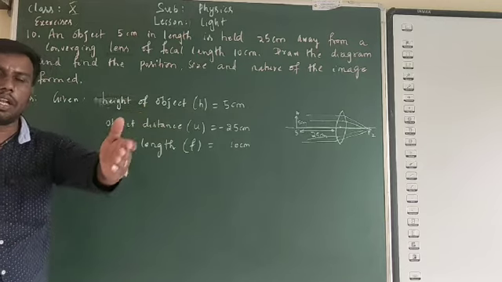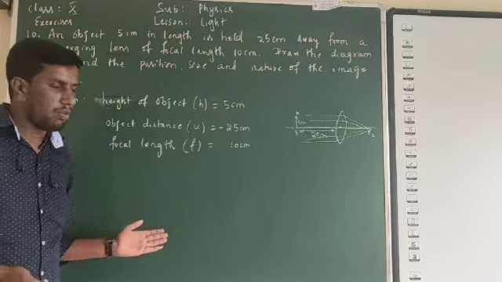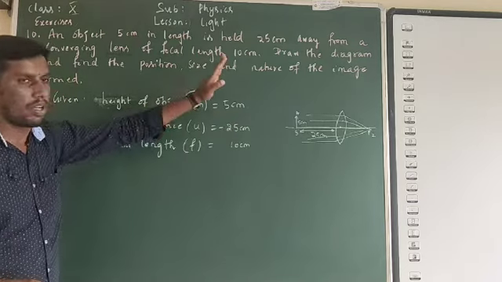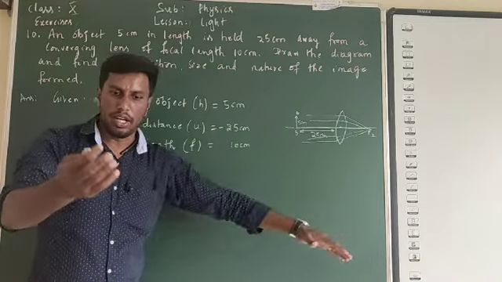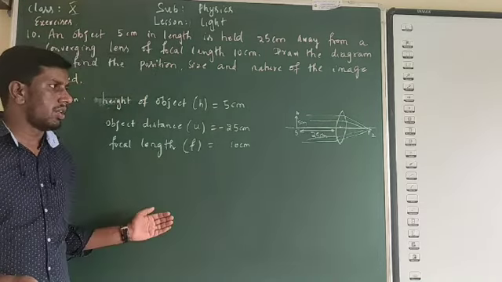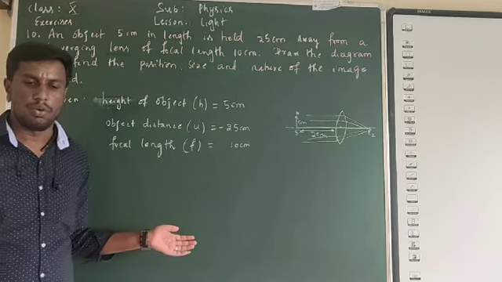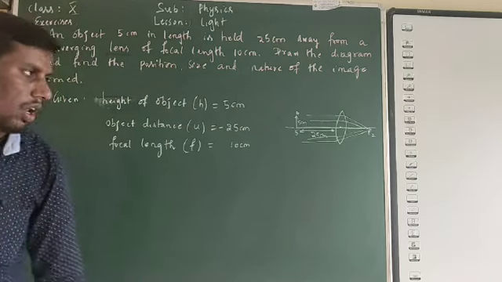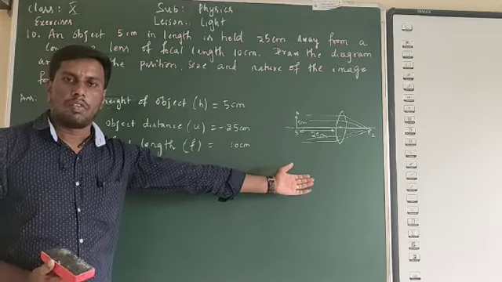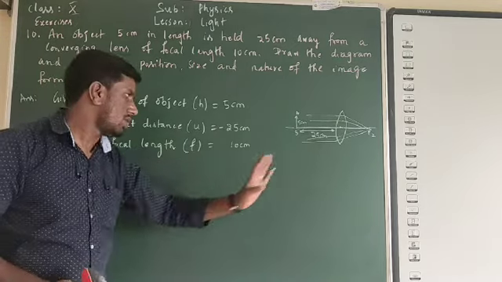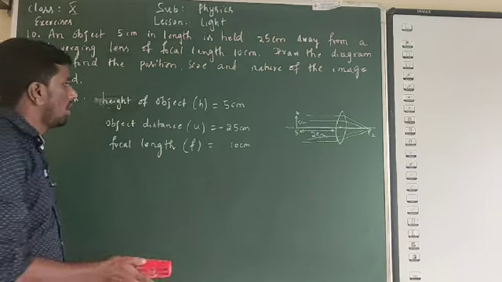You know that I have given that the focal length will be positive for a converging lens and negative for a diverging lens. I have given that, right? So the focal length is a positive value for the converging lens and negative for the diverging lens. So we have written this.